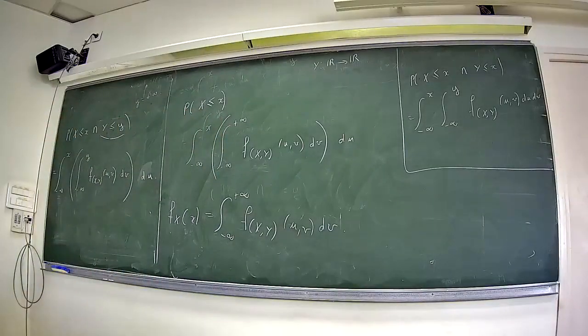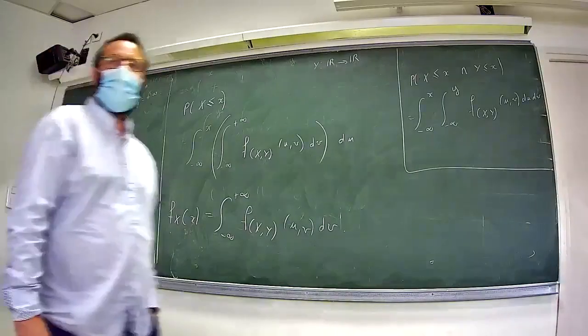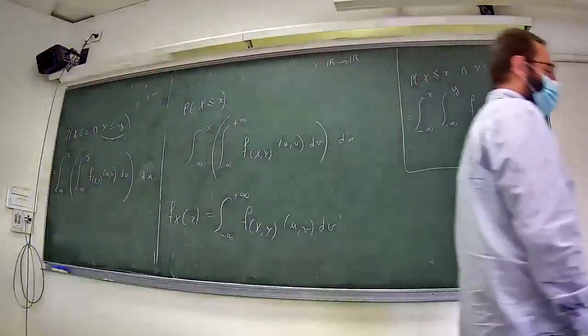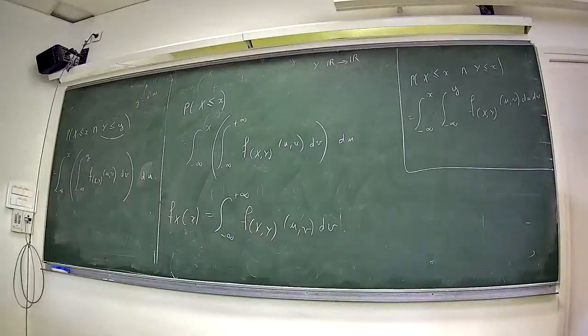To obtain the density of x, I just have to compute the partial integral with respect to the second variable. In the same way, if you want the density function of y, you will just have to compute the integral with respect to the first variable. Okay? So my last question is why I have the right to take plus infinity.